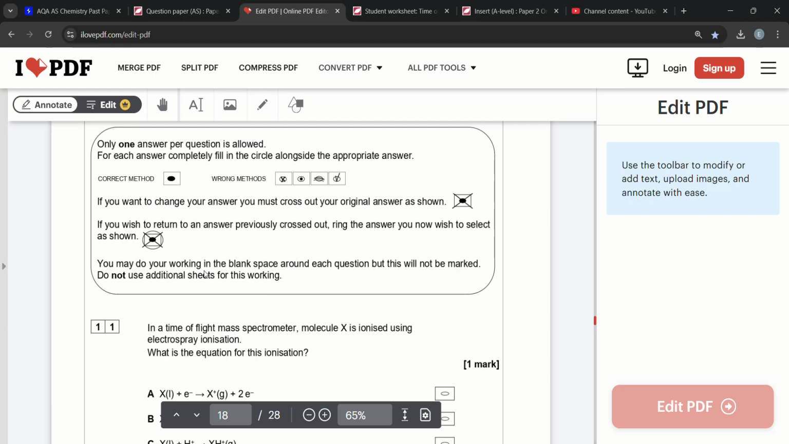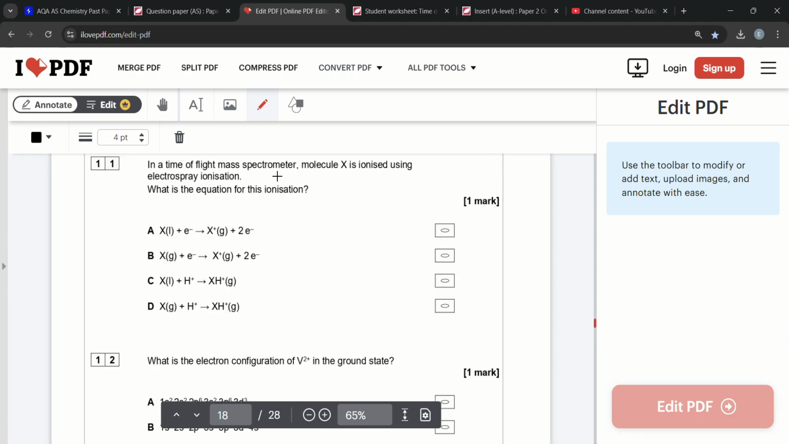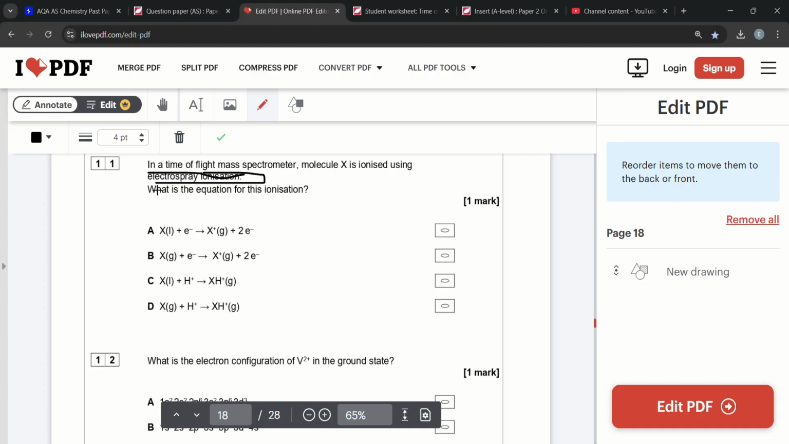Question 11, section B. Time of flight mass spectrometer, molecule X ionizing by electrospray ionization. What is the equation for electrospray ionization? Now, electron impact uses an electron to fire a high energy electron.